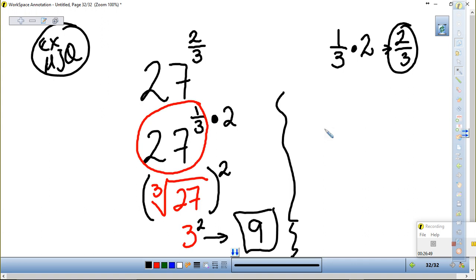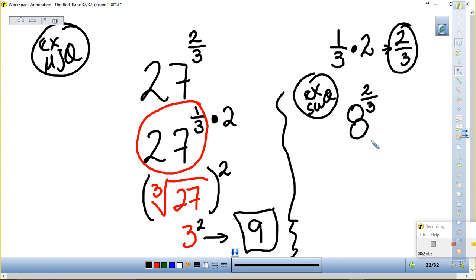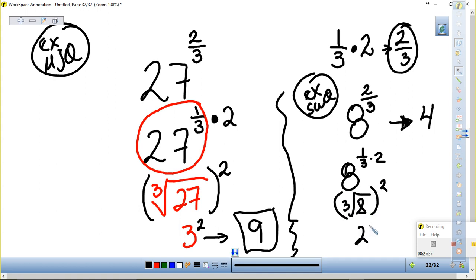And for those of you that finished, I want you to do this one by yourself. Example, Star Wars Q. Let's do 8 to the 2/3. Rewrite it, just like we did the other, and simplify it. Go. Hands if you got Star Wars Q already. Okay, tell your neighbor what you got, please. Hands if you got 4. That is correct, because you rewrite this as 8 to the 1/3 times 2, cube root of 8 to the second power. This is 2 to the second power, which is 4.